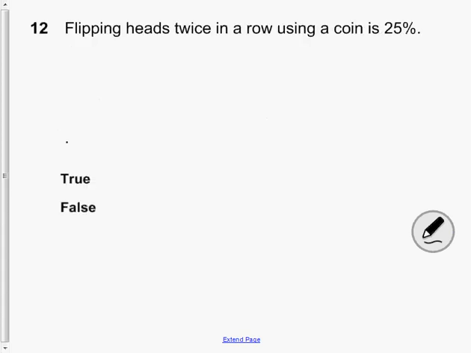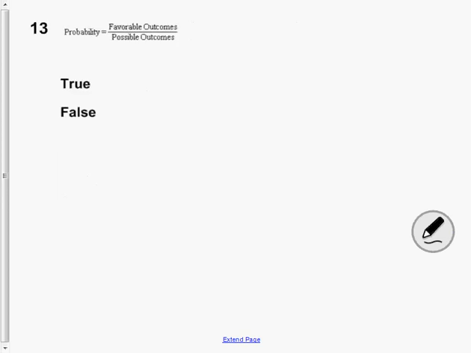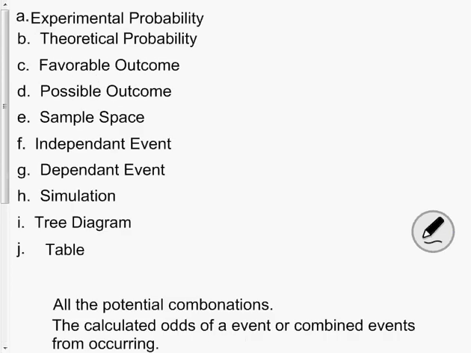Question 12 says flipping heads twice in a row using a coin is 25%. So again, this is one of the most basic ones we had. This is your first time. This is your second time. If we multiply that out, the probability that it'll be heads twice in a row is 25%, or 1/4, and therefore it's true. And the next one you didn't have to show any work for, because the formula for probability is favorable outcomes divided by possible outcomes. That is a true statement, so you just had to circle true, and that was the end of that. So for your multiple choice, I'm going to just match them all up for you.